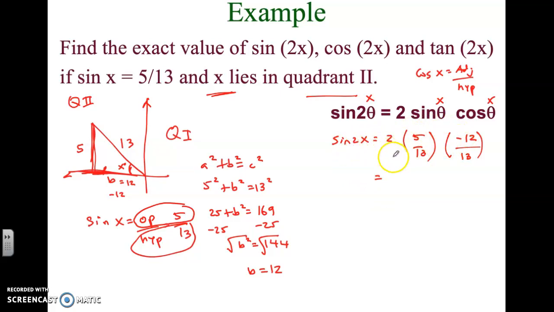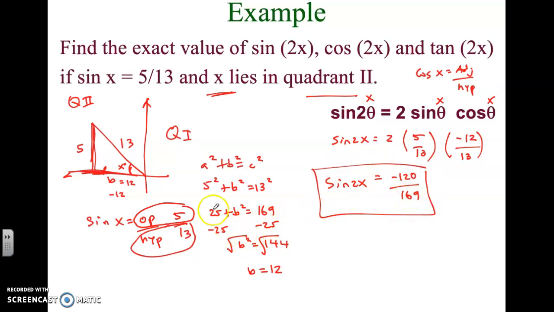So I have 2 times 5 times negative 12, that's going to be negative 120. 13 squared is going to be 169. If I can reduce this, I reduce it. If not, that's my answer. So sine of 2x equals negative 120 over 169. The main idea is to find the triangle. That's the whole work about this thing. After that, it's just using the identities and solving them.